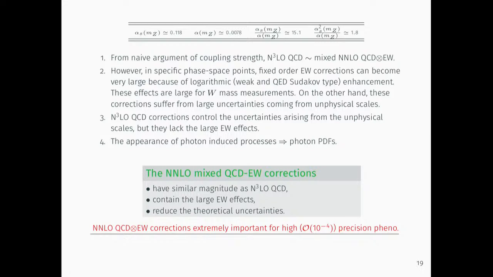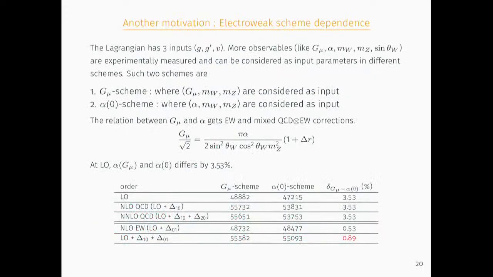Okay. So to summarize, this has similar magnitudes as N3LO QCD and contains the large electroweak effects like electroweak corrections, and reduces the theoretical uncertainties from the unphysical scales like QCD corrections. Okay, and there is another motivation, which is electroweak scheme dependence. So let me explain it also a little bit.